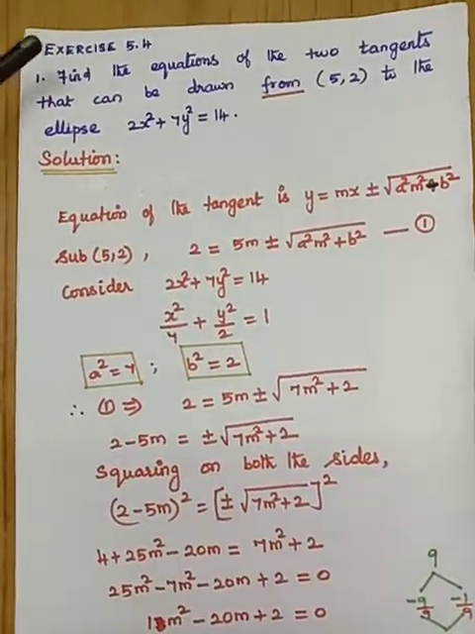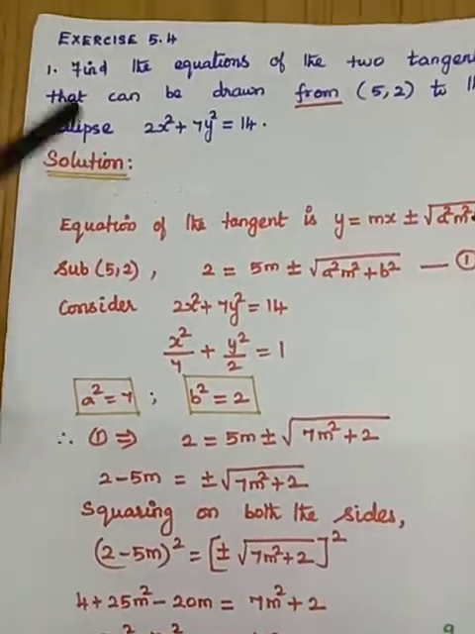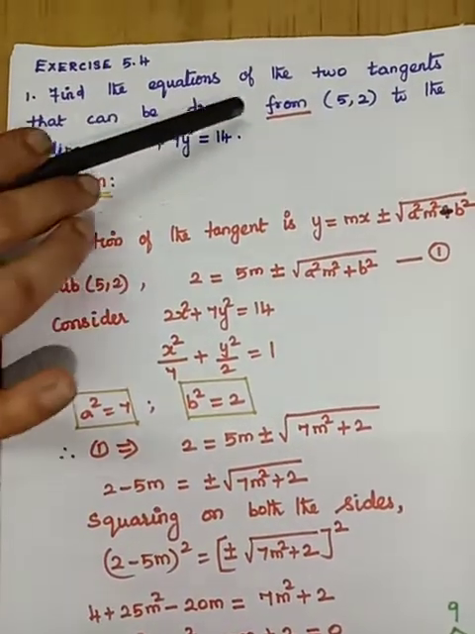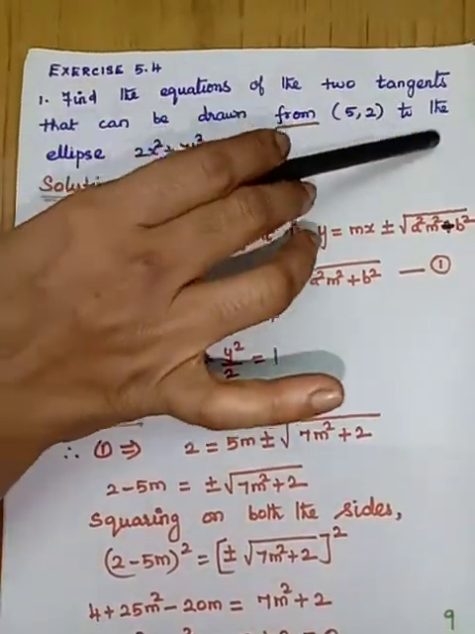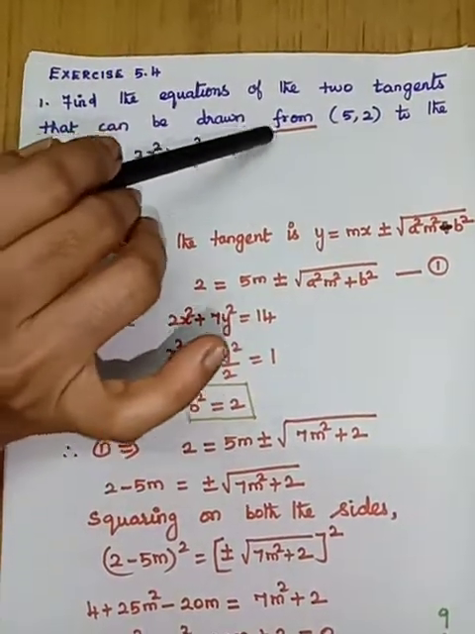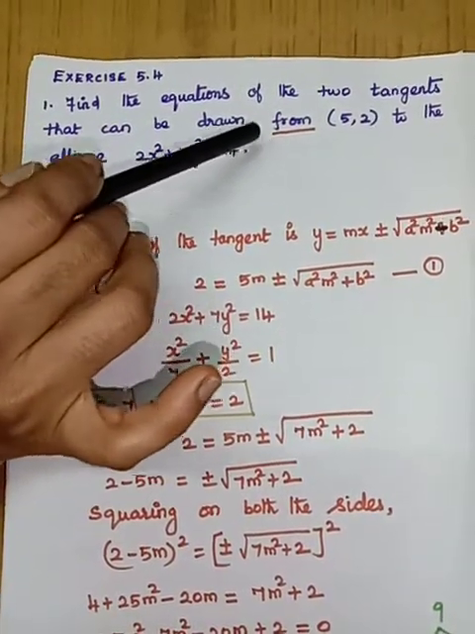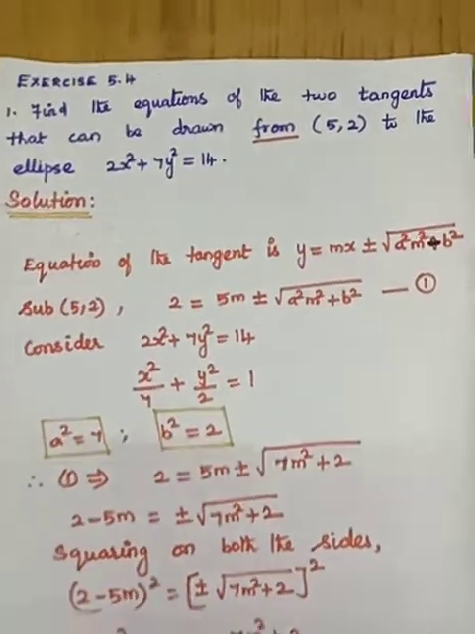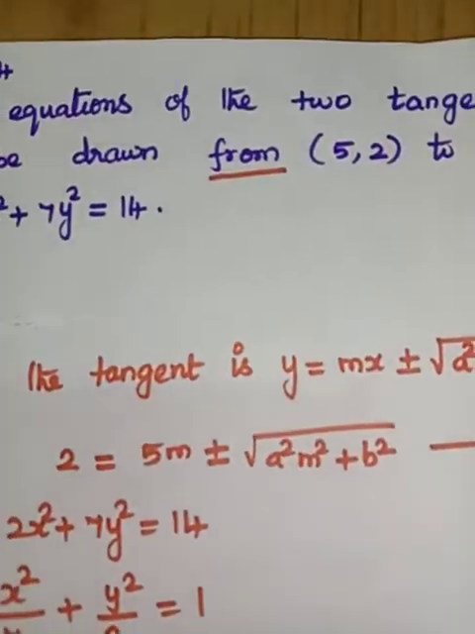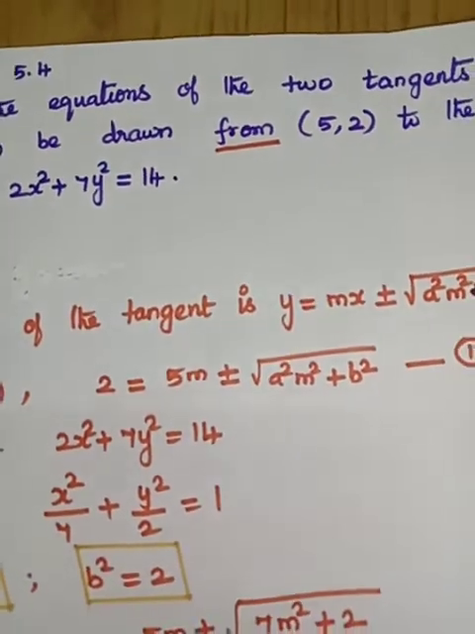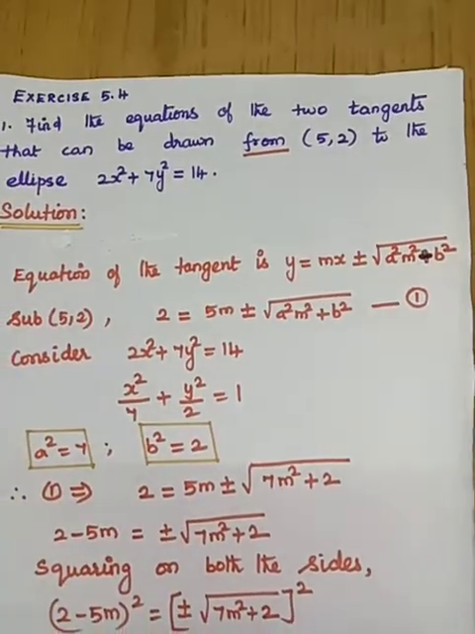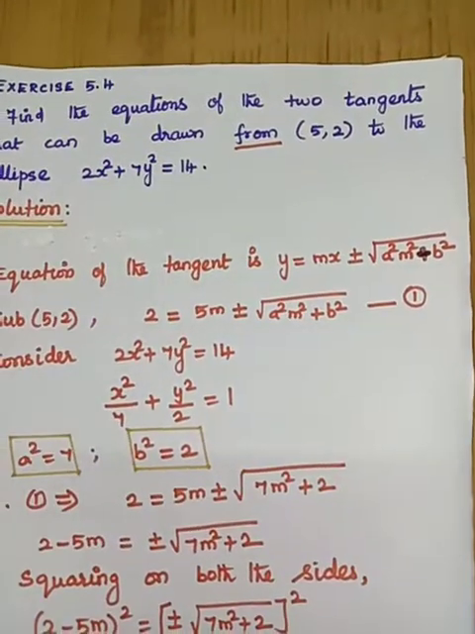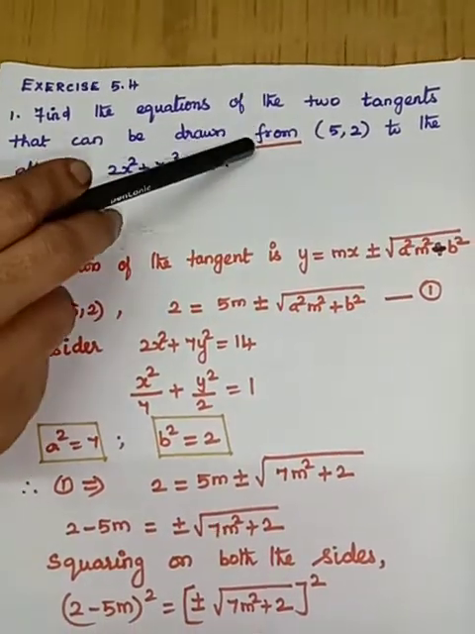Okay, so we'll come to exercise 5.4, first problem. Find the equations of the two tangents that can be drawn from (5, 2) to the ellipse. So this word is very important. They can ask the question, find the equation of the tangent at x1, y1, or find the equation of the tangents from x1, y1. At x1, y1 means from that point you can draw only one tangent to the conic. But from the point you can draw two tangents to the conic. So this word is important.